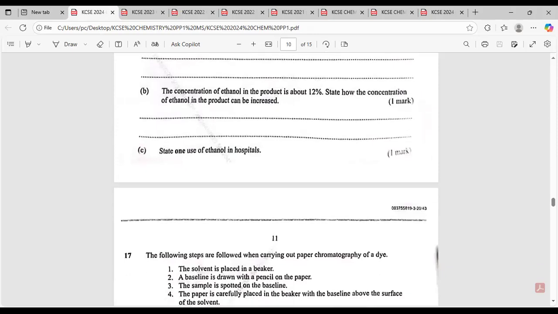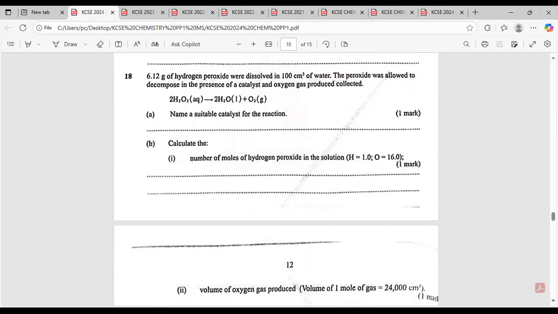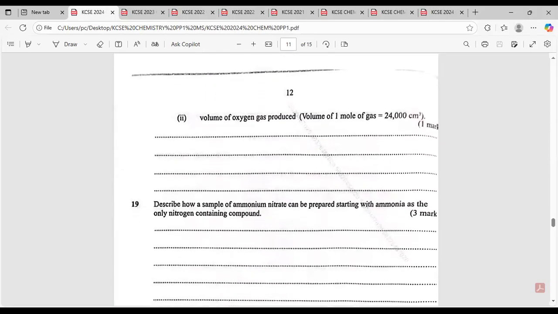I think I'm almost there. They tested on a preparation of ammonium nitrates. I know that is the question. Good.